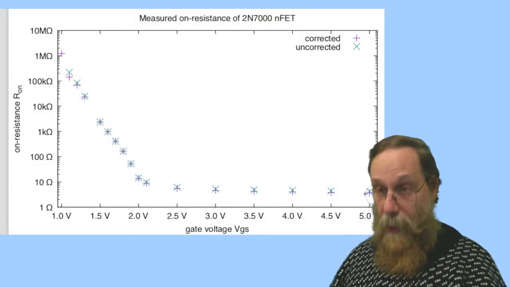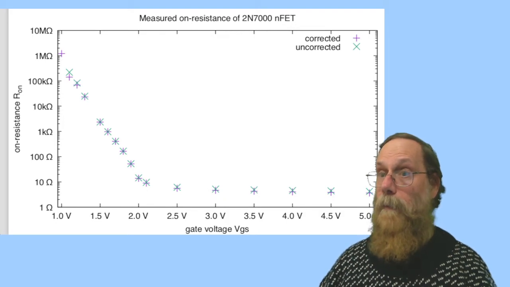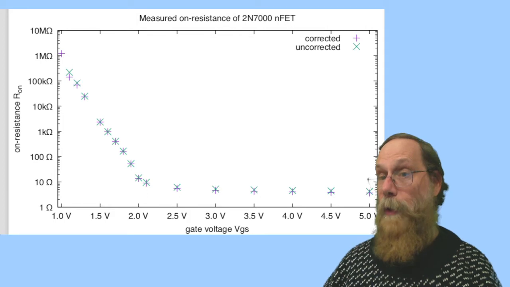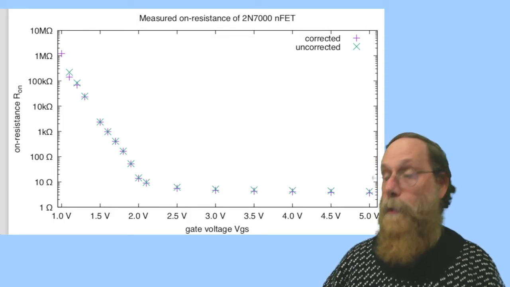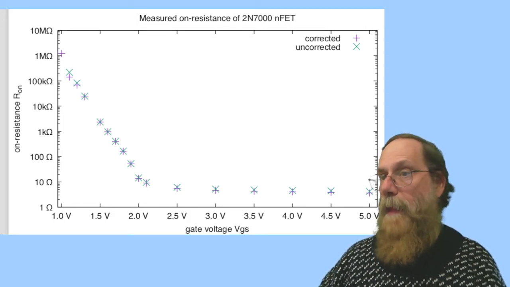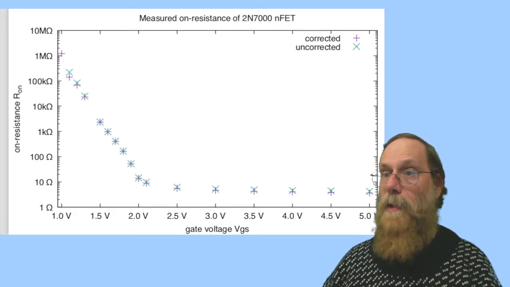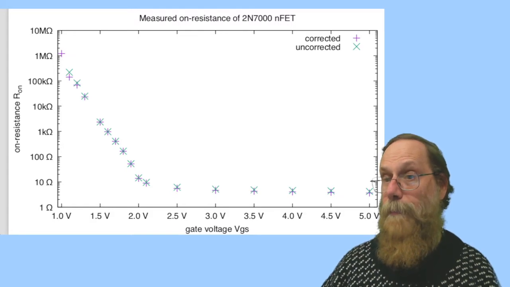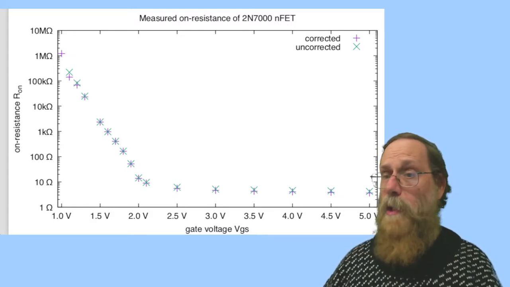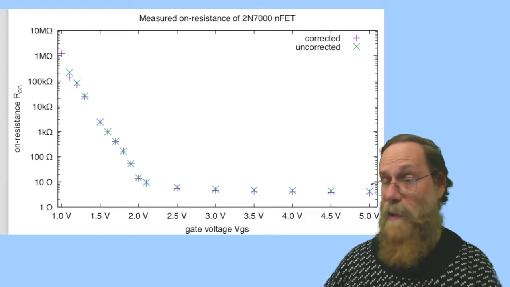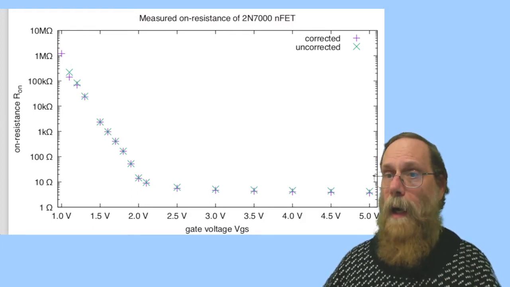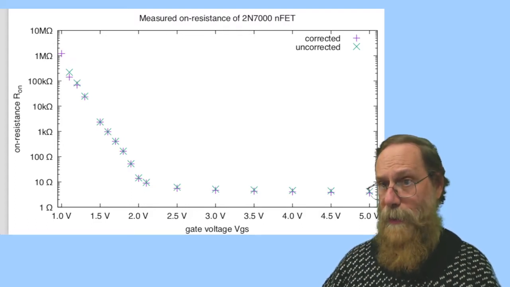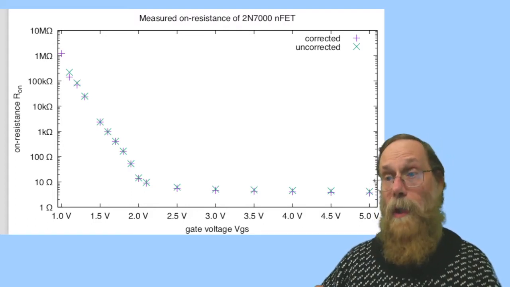All right, let's start at the high end actually. We've got a high gate voltage. So the gate to source voltage is 5 volts here. Then the resistance is on the order of 3 or 4 ohms here, and it doesn't change much with the gate voltage. Basically, the transistor is as on as it's going to get. Once we get below about 2.5 volts, then the resistance gets much larger.